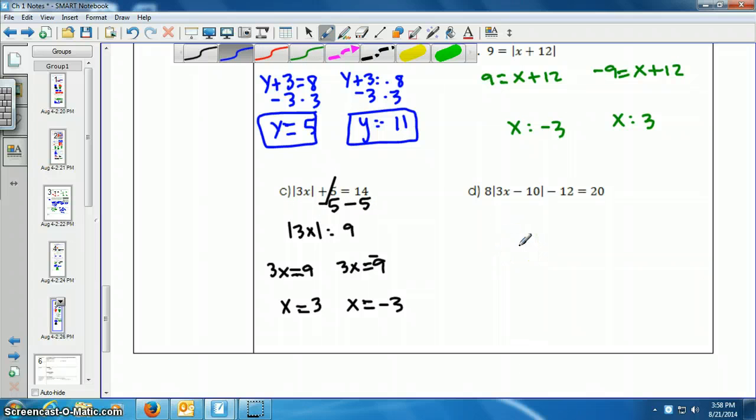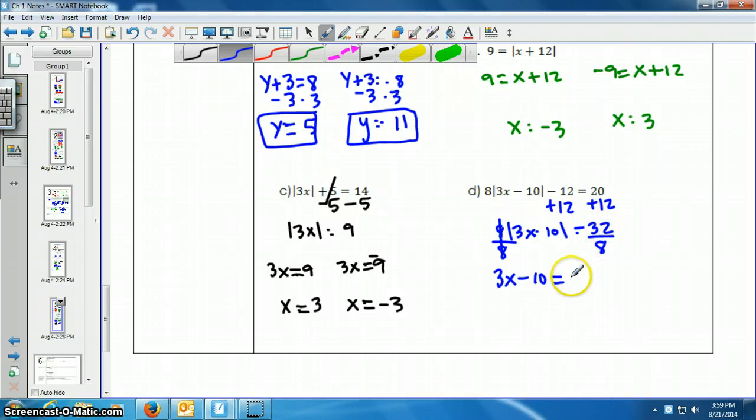If you want to try that next one on your own, get you started by first step of adding 12. Again, get that absolute value alone. So now we have 8 times the absolute value of 3x minus 10 equals 32. And then divide by 8. Again, getting that absolute value alone. So now that they're alone, we can set up our two equations. So 32 divided by 8 is 4, so one equaling a positive 4 and one equaling a negative 4.